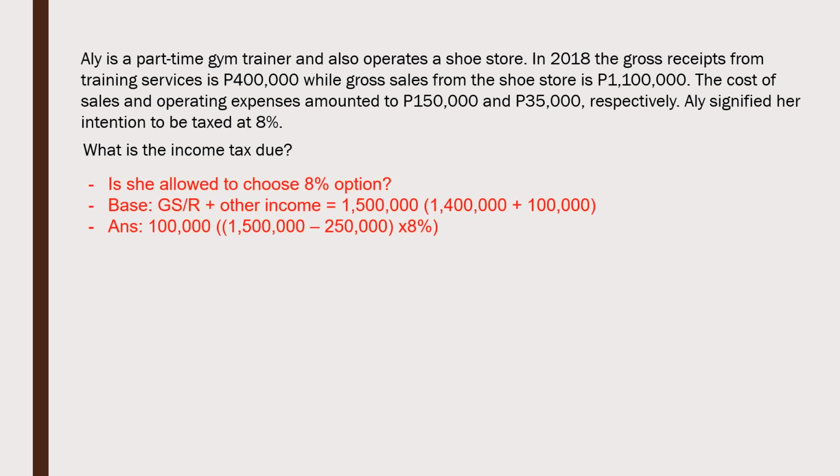Again, we first ask if she is allowed to choose the 8% option by getting the base. So that's gross sales or receipts plus other income, which is only 1.5 million and again does not exceed the 3 million threshold. However, what's tricky here is that Ali is a self-employed individual and has no compensation income or any income subject to regular income tax. Therefore, from the 1.5 million gross sales or receipts, we have to deduct 250,000 before multiplying it by the 8%. Therefore, the correct answer is 100,000.